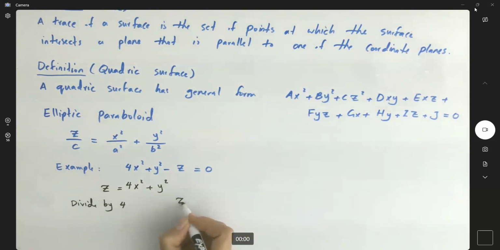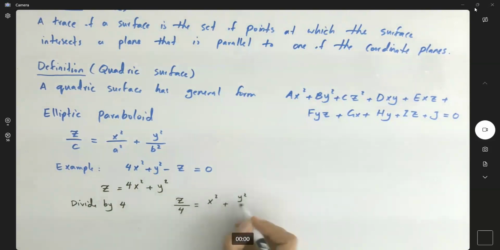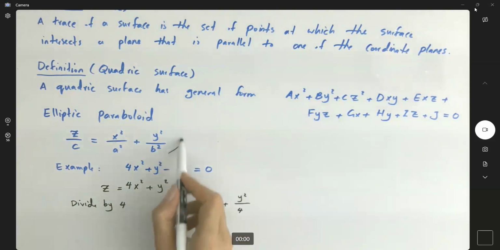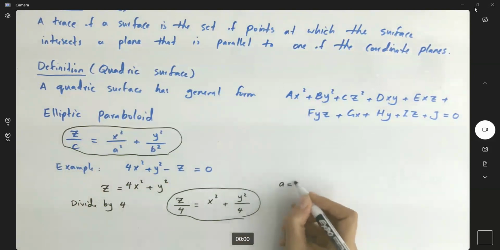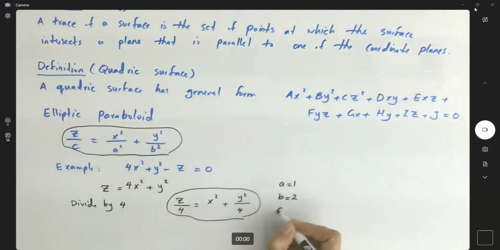So we have z divided by 4 equals x squared plus y squared over 4. Comparing these two equations, as you can see, a is equal to 1, b is equal to 2, and c is equal to 4. So what do we have? We have an elliptic paraboloid. You can use any graphing device to graph this surface, or you can use the traces to analyze the behavior of this surface.